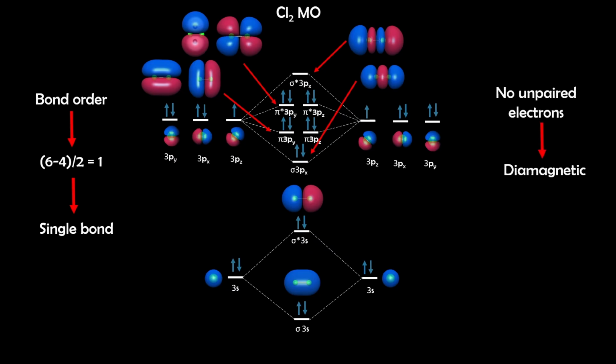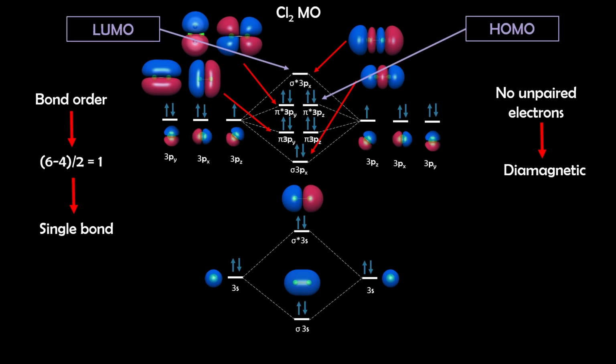Because all the electrons are paired, Cl2 is also diamagnetic. That means there are no unpaired electrons, and it is weakly repelled by a magnetic field rather than attracted like a paramagnetic molecule. And lastly, we can see the highest occupied molecular orbital, or HOMO, and the LUMO, which is the lowest unoccupied molecular orbital, to give an idea of what molecular orbitals this molecule might bond with.